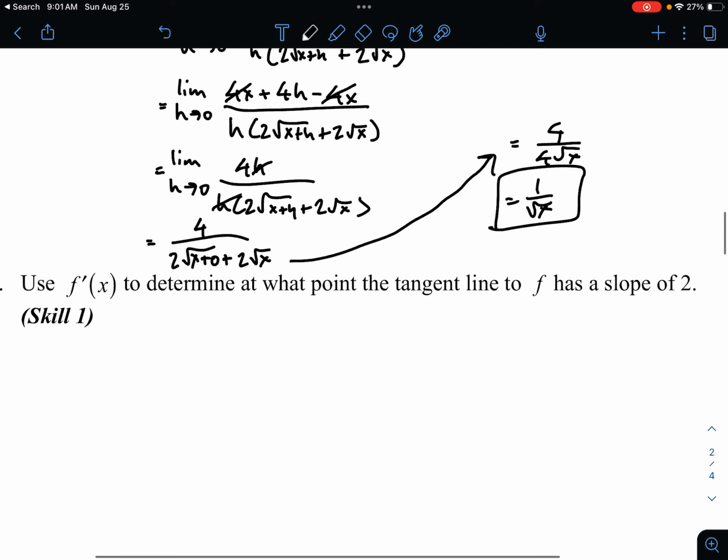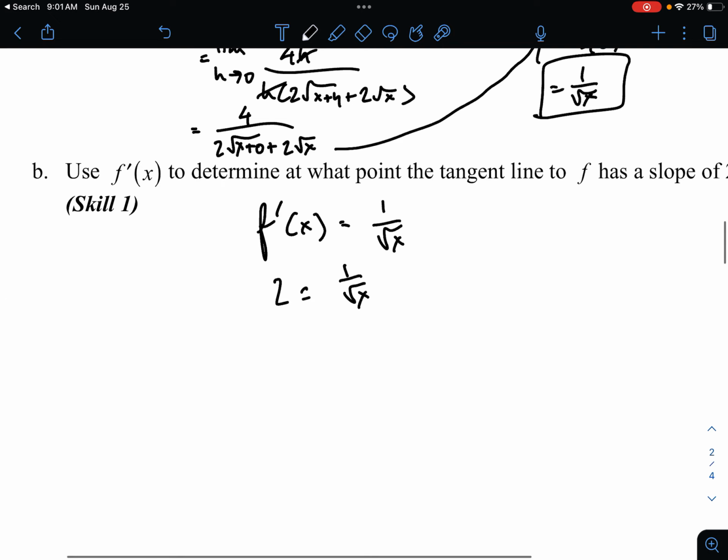And then use f prime of x to determine at what point the tangent line to f of x has a slope of 2. So I'm just saying, at what x value, or what point, and I'm going to use the x value for that, is the slope going to equal 2? So when is it going to equal 2? And then I get root x better equal 1/2, or x is equal to 1/4.